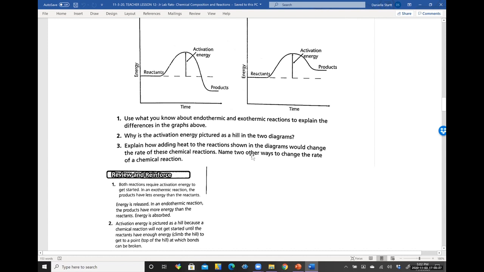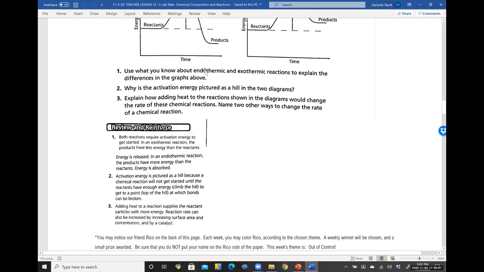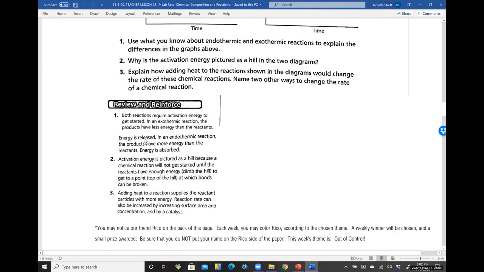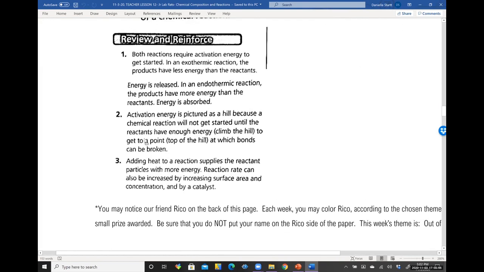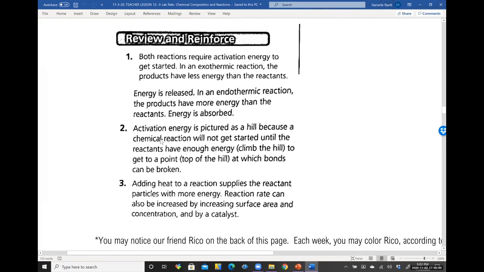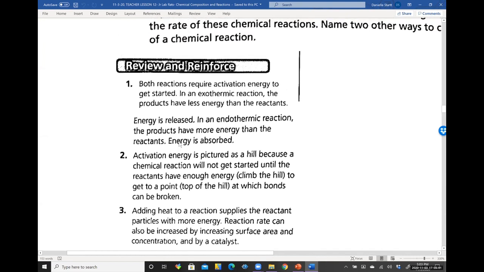Then explain how adding heat to the reactions shown in the diagrams would change the rate of chemical reaction, and name two other ways you could change the rate. Well, typically if you're going to add heat, usually your thermal energy is what's going to start your activation energy, though, like I said, not always. But if you add heat, it's going to speed up your reaction. Some other things you could do is you could add a catalyst to speed it up or an inhibitor to slow it down. You could also increase the surface area. I'll leave this up for just a second so you can check these, but these are book answers basically.